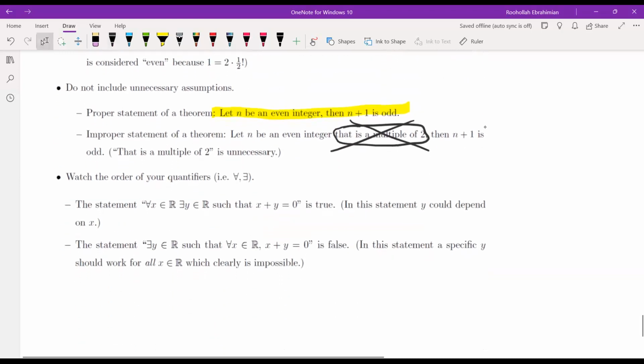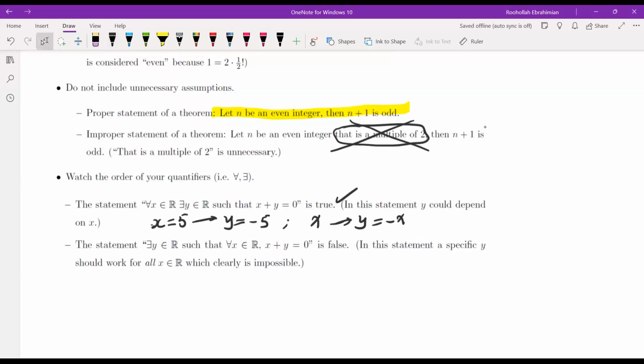And finally, watch for the order of your quantifiers for every and there exists. So it's very important to watch for those. So here's an example. For every x in R, there is a y in R such that x plus y is 0. This is clearly true. So if you take your x equals, say, 5, then y would be -5. So for x equals 5, there is a y, and y equals -5 works. So in other words, if you take some x, then y equals -x works. So this is a true statement.